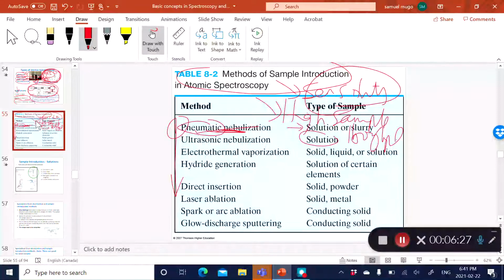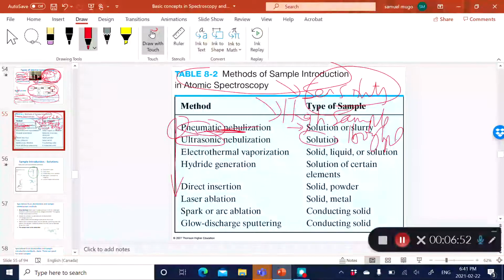Another method that you can use is what you refer to as ultrasonic nebulization. This is a process by which you introduce a solution, and the solution impinges or hits a crystal that is vibrating. Because the crystal is vibrating, the solution splits into a mist.